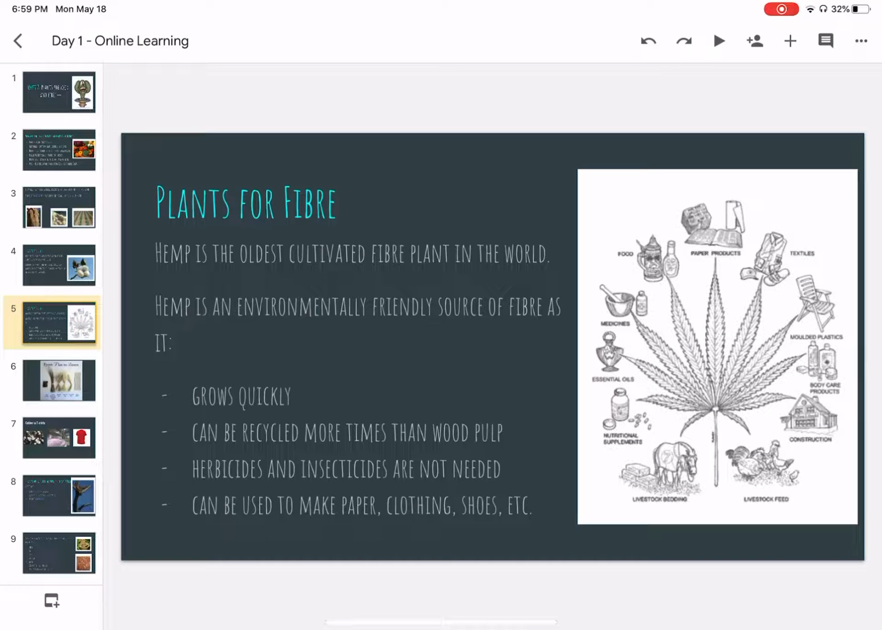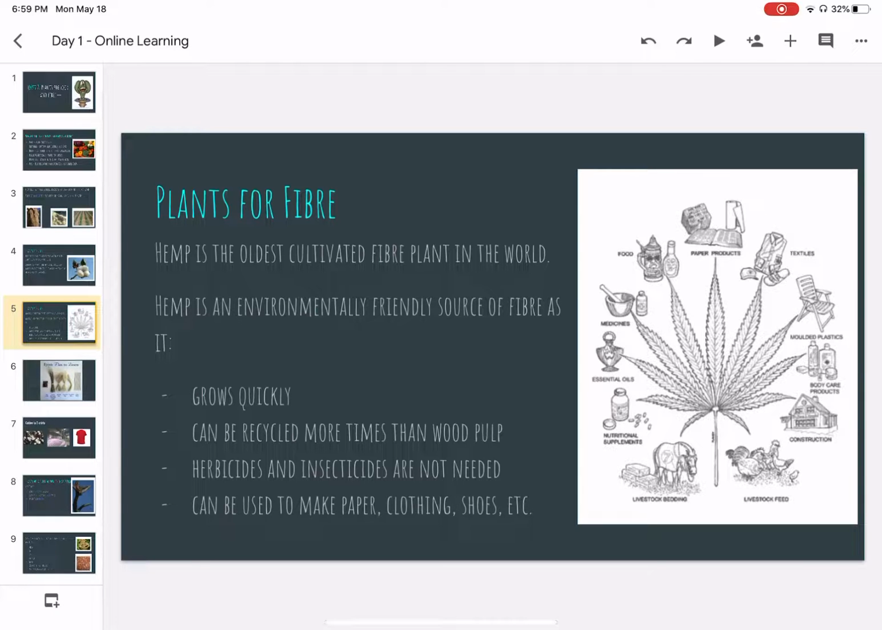Okay, so hemp is a very, very valuable product, and it also has been used for hundreds and hundreds of years. It's one of the oldest cultivated fiber plants in the world. If you look online, you'll find there's lists of over 1,000 uses for hemp. It's a very, very useful crop.